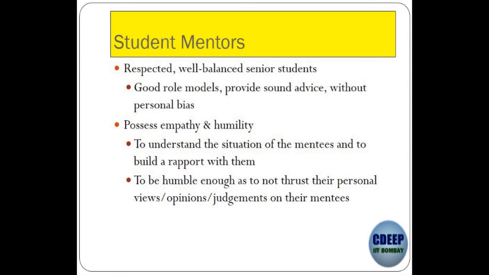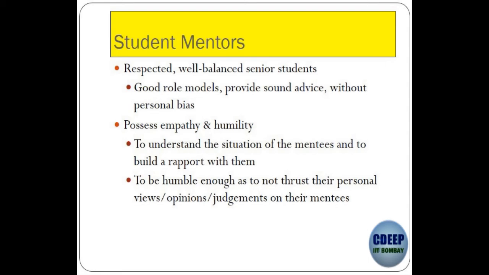Our student mentors, quickly, a few characteristics of our student mentors. They're respected, well-balanced senior students. They are good role models. They provide sound advice without any personal bias. Now this is very important. After all, a mentor should not have any personal bias.